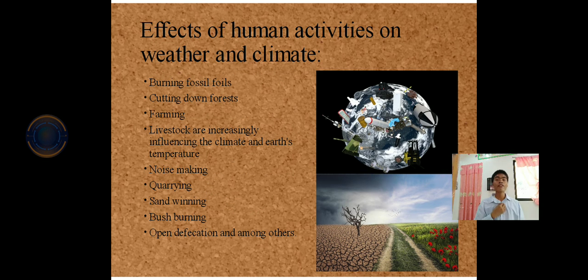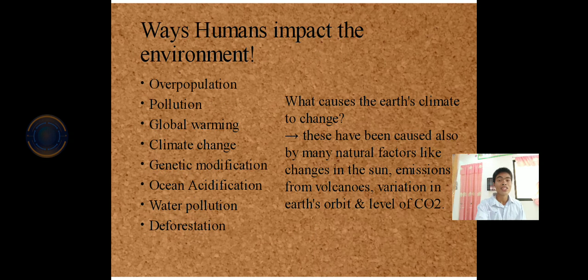So, effects of human activities on weather and climate. One, we are burning fossil fuels, cutting down forests, farming, and livestock, which are increasingly influencing the climate and Earth's temperature. Noise making, quarrying, sand winning, bush burning, open defecation, and among others.